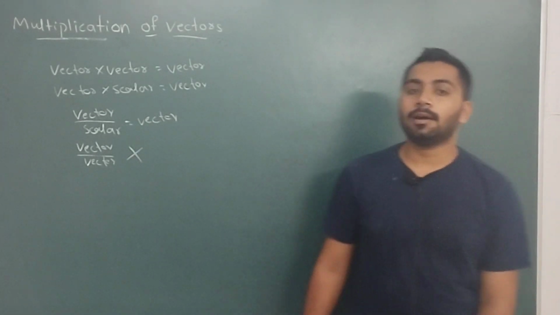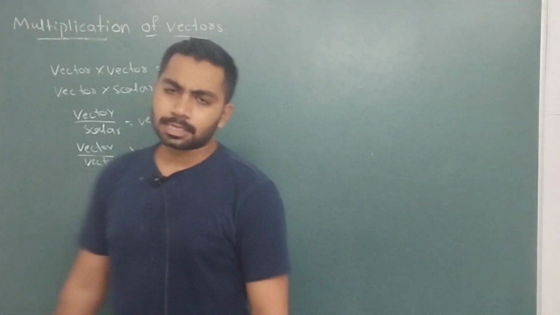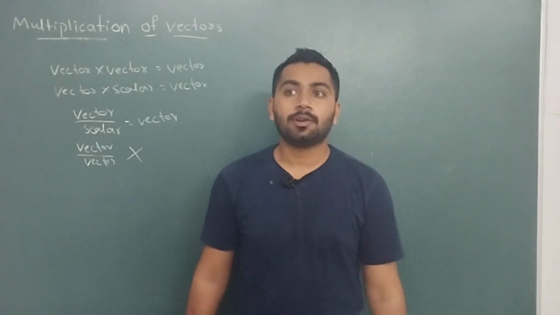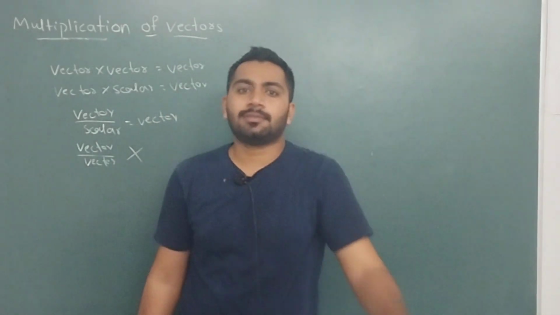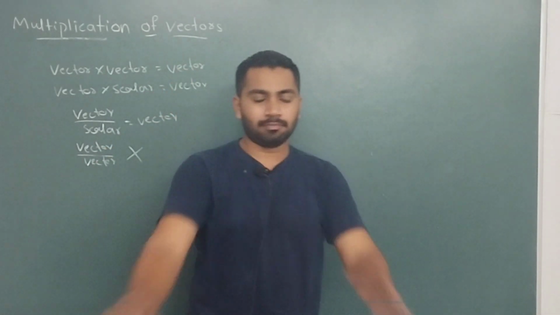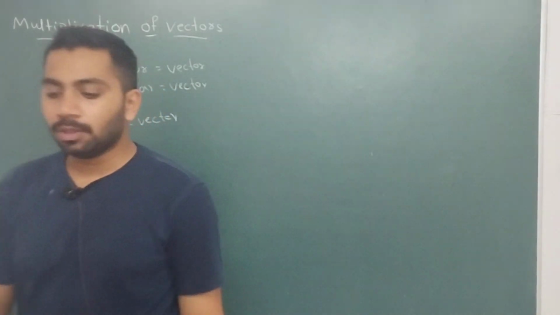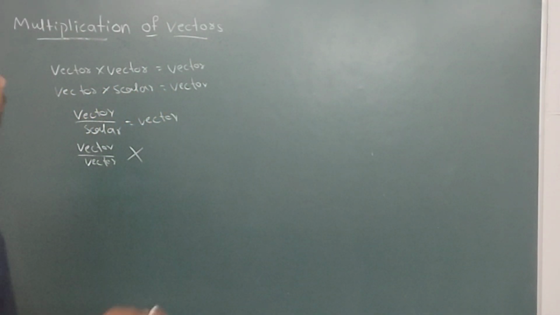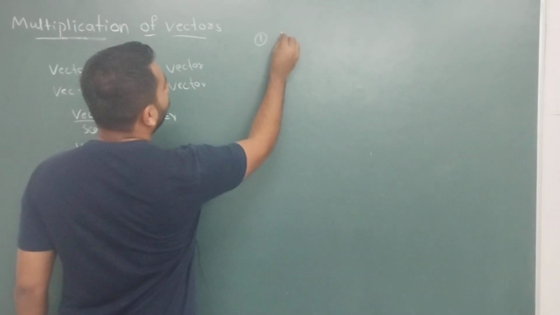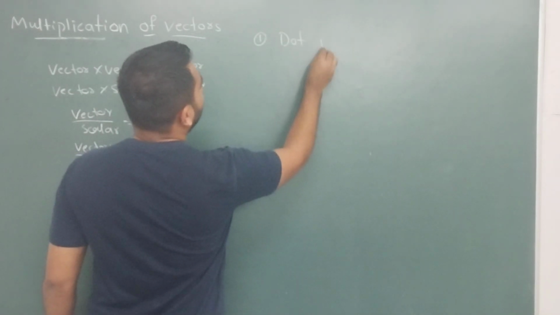So multiplication of vector we decide by two methods: one is dot product, one is cross product. Dot product means one projecting on the other, directly projecting, and the other is cross product, which is the X-Men cross product. Let us see one by one what it means by dot product and cross product. First, starting with dot product.